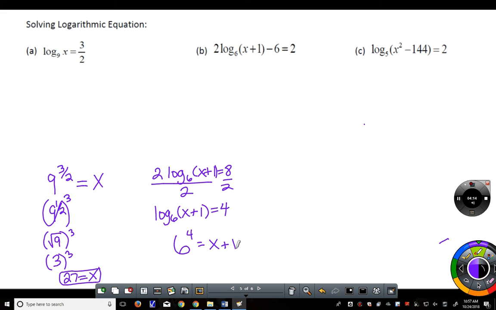Okay? I wouldn't expect you to know 6 to the 4th if something that large showed up on a test. You could just leave it like that if you want. It's 1296. I'm not that smart. I put it in a calculator last period, and that's what it told me. Okay? So we get 1296 equals x plus 1. The x is almost alone, but not quite. We need to subtract 1. So we get that x is equal to 1,295.